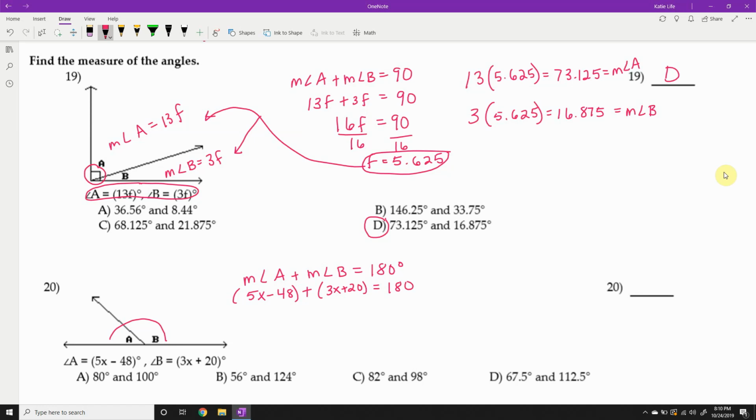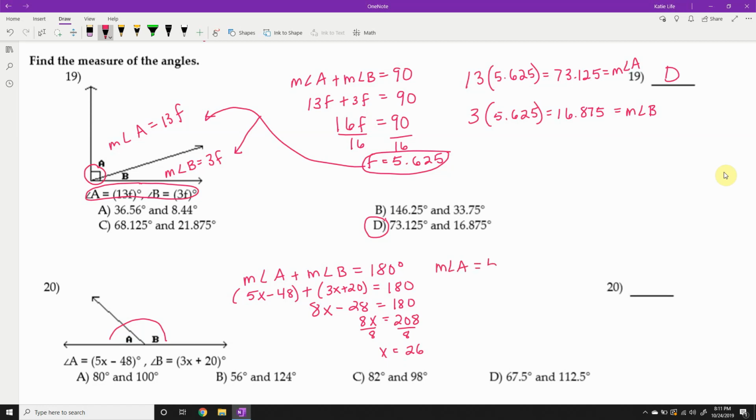So combining like terms, 5x and 3x are going to come together as 8x, and negative 48 and positive 20 are going to come together as negative 28, equal to 180 degrees. Add 28 to both sides, and we get 8x equals 208. And then divide both sides by 8 to get x by itself, and x will be equal to 26. Now, we're not done. Again, this is just the value of the variable. We were tasked to find both the measure of angle A and B.